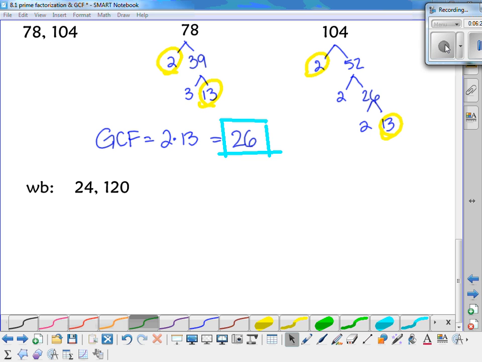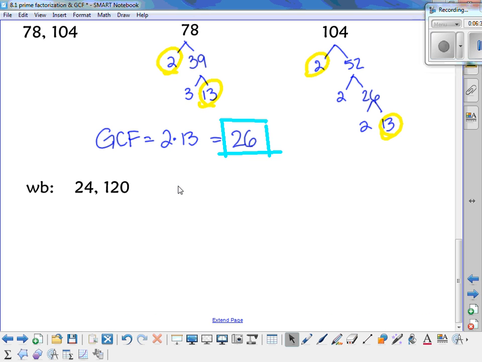All right, this one's throwing you guys for a loop. So if I break down 24, 24 is what? What times what? 2 times 12? Okay. And 4 is 2 times 2, right?